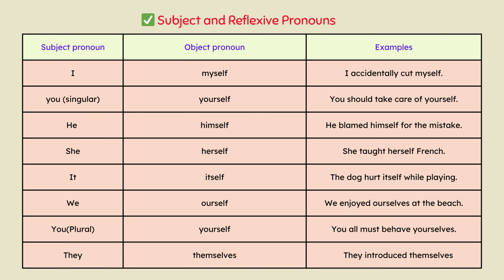Now the plurals. We takes ourselves. We enjoyed ourselves at the beach. You, plural, becomes yourselves. You all must behave yourselves. And they becomes themselves. They introduce themselves to the class. Key point: only use reflexive pronouns when the subject and object are the same. We'll look at some common mistakes next, so you don't make them.